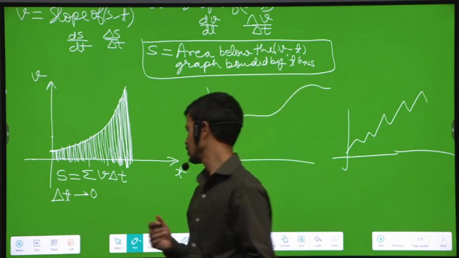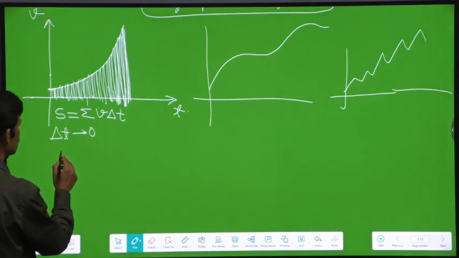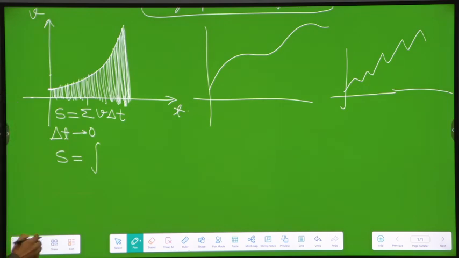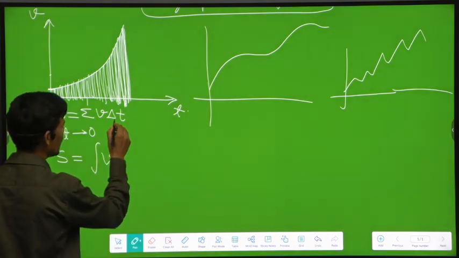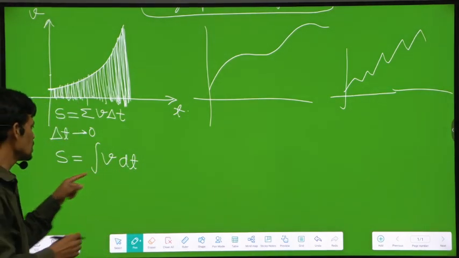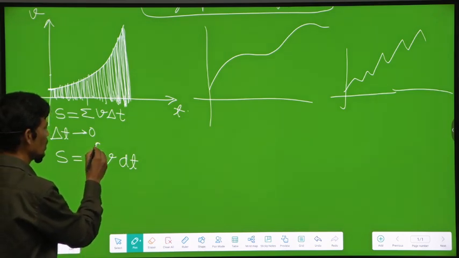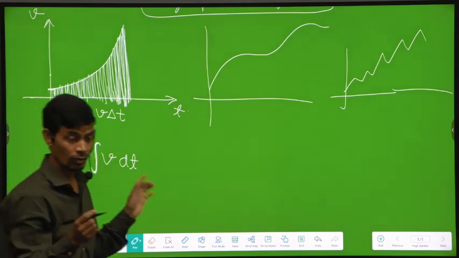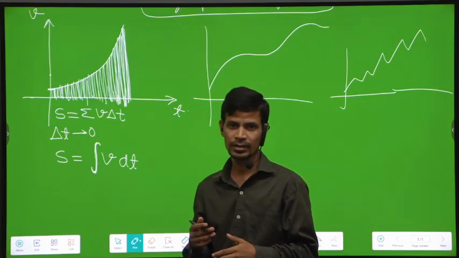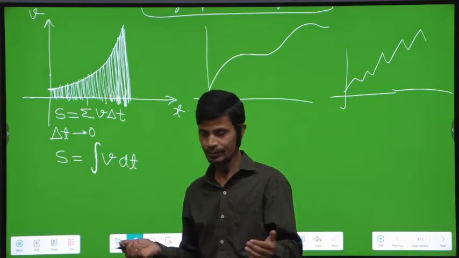Then again Newton came with another idea, and he introduced integration. Take v and replace delta t by dt. It will be called integration. This is the sign of integration. Actually it is a dropped letter from older English, it is a stressed S, or we can say a biggest S.